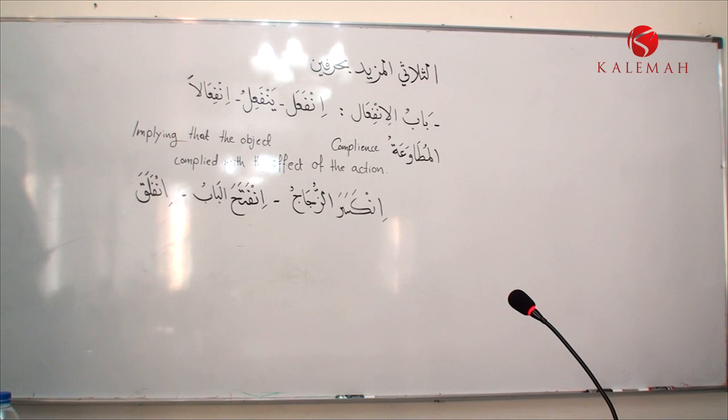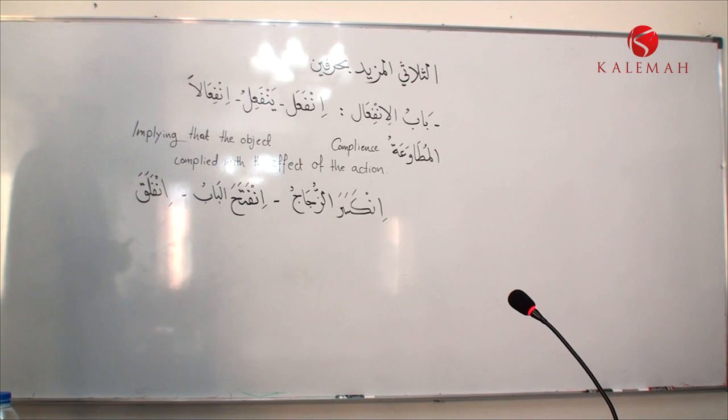If you say Zayd opened the door, that's one way. If you say the door was opened by Zayd, that's another way to say it. The second one: Fataha al-Babu bi Zayd. Bi Zaydin. Yes, clear?